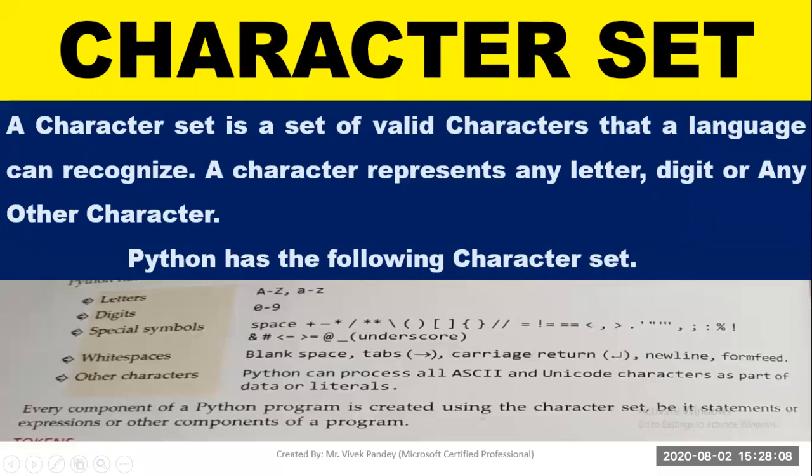What is character set? A character set is a set of valid characters that a language can recognize. A character represents any letter, digit, or any other character. Python has the following character set. Python understands letters from capital A to capital Z, small a to small z, digits 0 to 9, and special symbols like plus, minus, multiply, divide, exponent, etc.